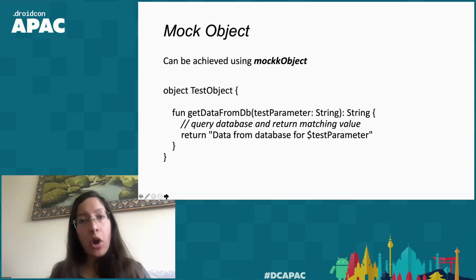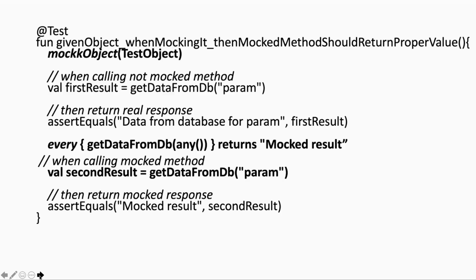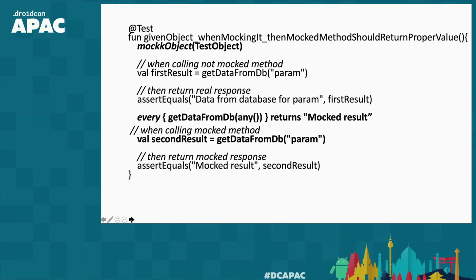Now moving on to mocking objects. Object is a Kotlin construct. So you can mock objects using mockkObject. Here you see I have a test object and I have a method get data from database. So when I mock it, I can write mockkObject and I get a mock of that object class. So mocks behave like spies. If you make a call to a method which has been mocked, you get the mocked result. Otherwise, if the method hasn't been mocked, you get the actual result. So here you can see when I call the non-mocked method get data from DB, I get the actual result. When I mock the method and then I make the call, then I get the mocked result.